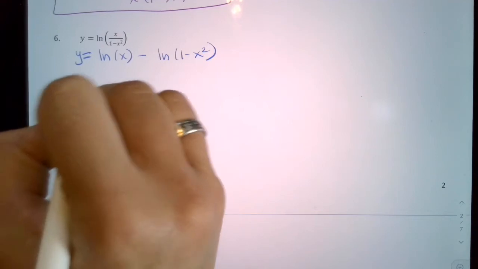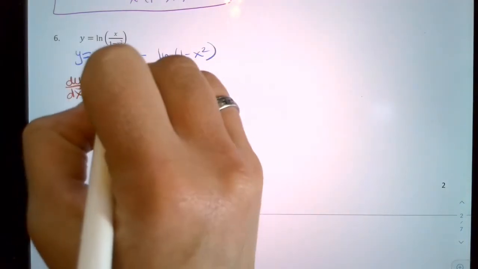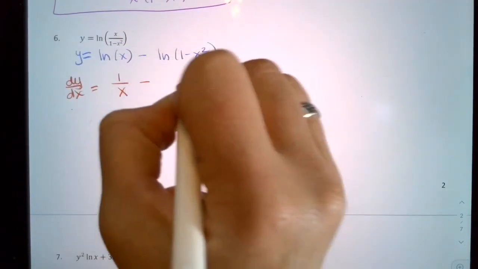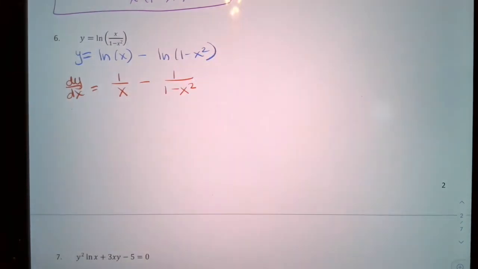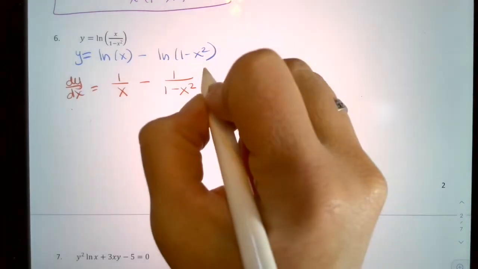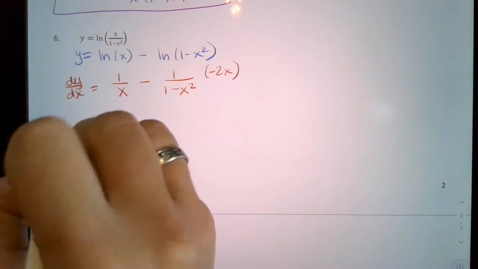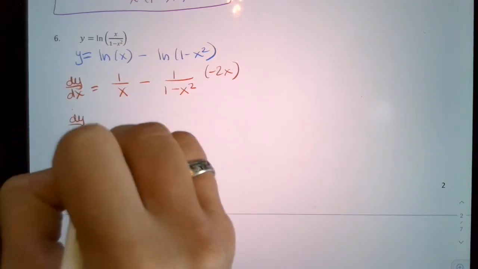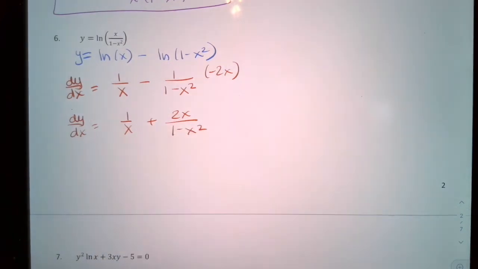So I can use dy dx or y prime, whatever you feel like. And I'll go ahead and take this derivative. So the derivative of the natural log of x is 1 over x. And over here, I'm going to have to incorporate that chain rule. So the derivative of the natural log is 1 over whatever's inside. And then I'm going to chain it. So that means I need a negative 2x. Certainly, I'm going to clean that up a smidge. And I think that looks like a great derivative.